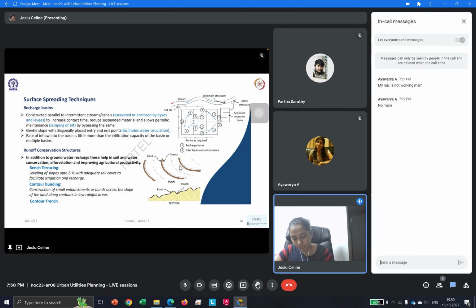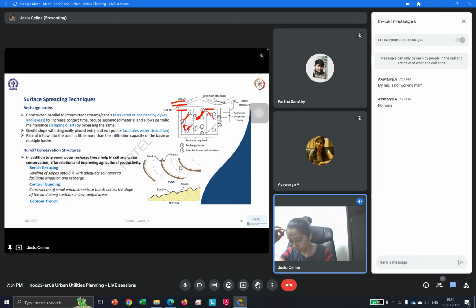So this is the stream that we have, and parallel to that we are constructing the recharge basin. We also need certain slopes for the entry and exit points. So this is slope this way, so it enters, then it's slope this way, so it goes. For entry and exit, the slope is given properly so that it enters one and then easily exits to the other one.